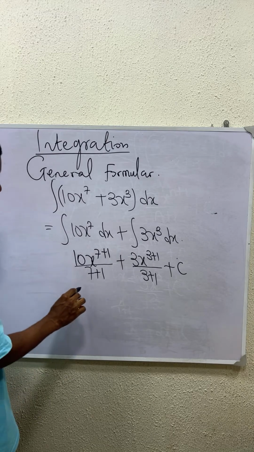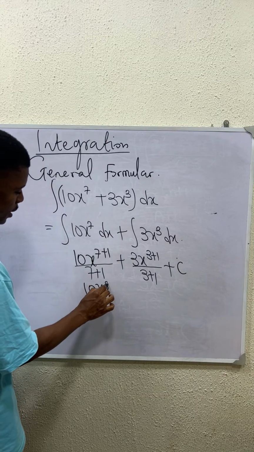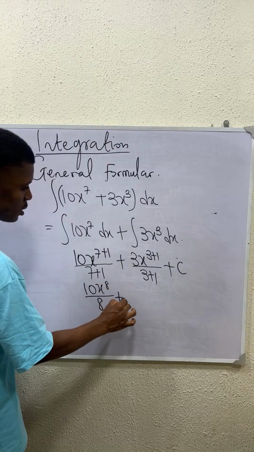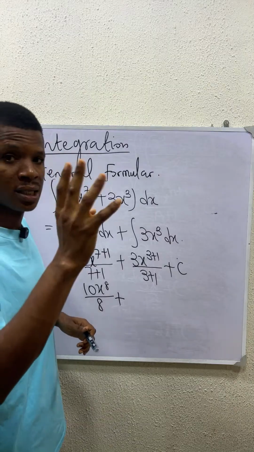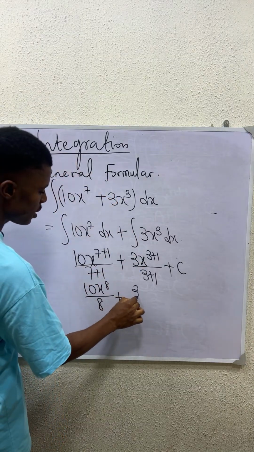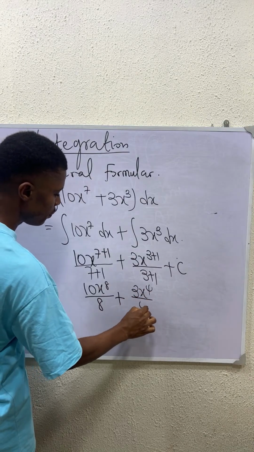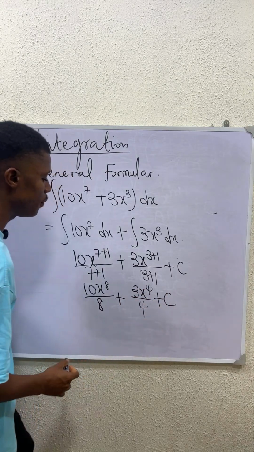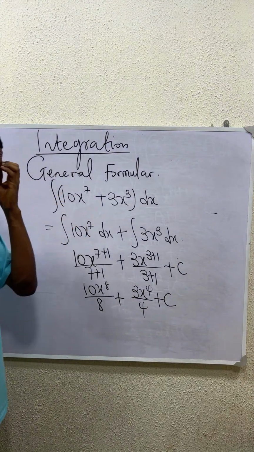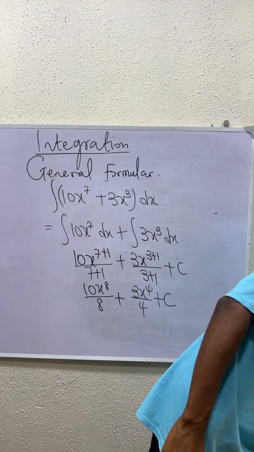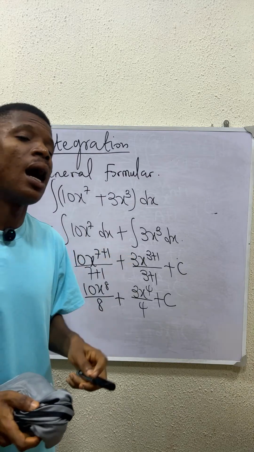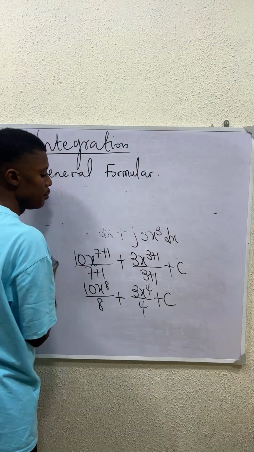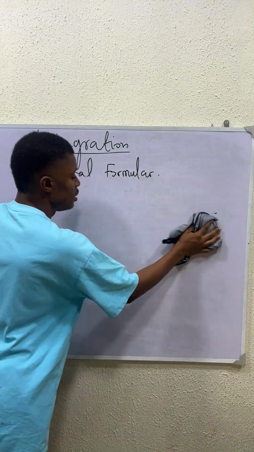So what do you have? 10x^8 over 8 plus, then what is 3 plus 1? 3 plus 1 is 4. So we have 3x^4 over 4 plus the constant of integration. So we have already integrated this particular sum. This is very simple. Whenever you are trying to integrate a sum, you increase the power by 1 and divide by the new power. So this is how to integrate a function.